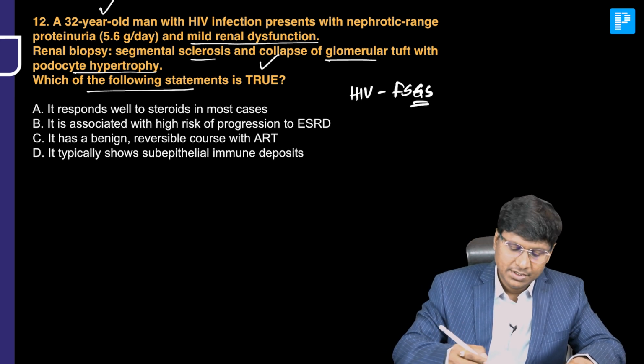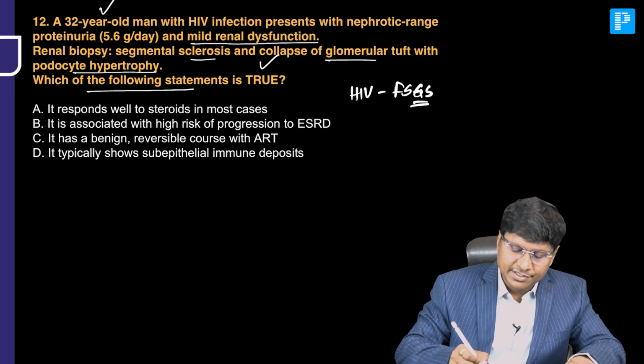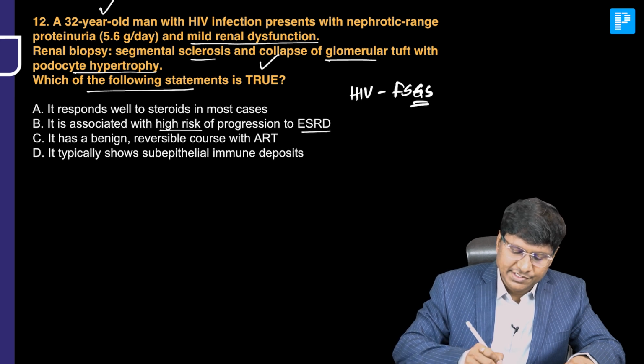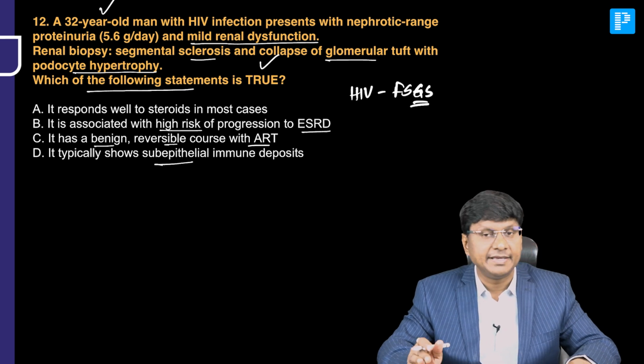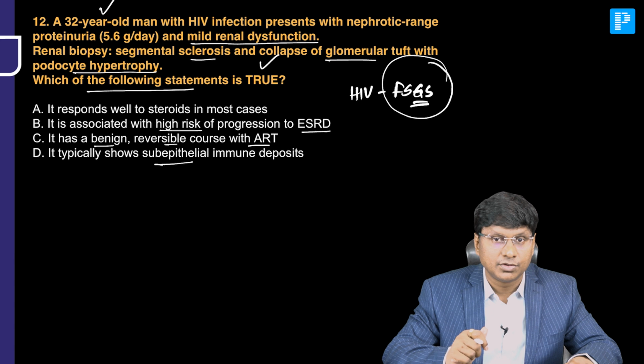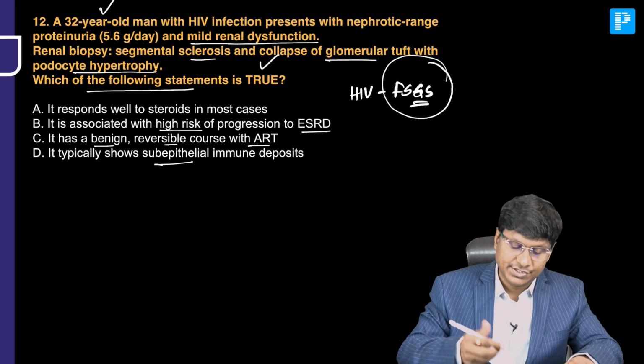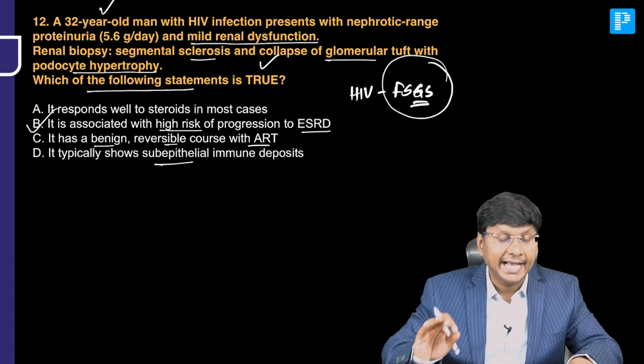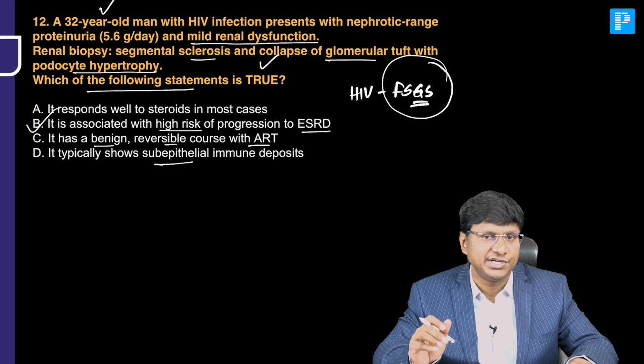You see the options. It responds well to steroids in most cases. It is associated with high risk of progression to end-stage renal disease. It's a benign reversible course with ART. Typically shows subepithelial immune deposits. So this particular individual has developed focal segmental glomerulosclerosis. And these patients with FSGS are associated with high risk of progression to end-stage renal disease.